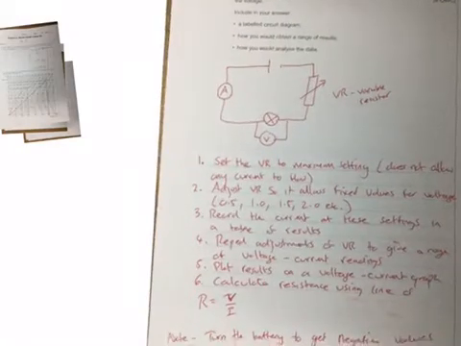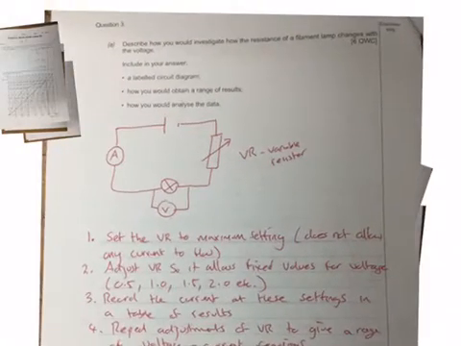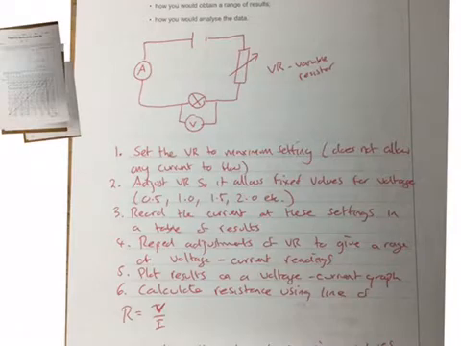So, second part of the video now. It says, describe how you'd investigate the resistance of a filament lamp as its voltage changes. Include in your answer a labelled diagram. Yeah, there it is. How you would obtain a range of results and how would you analyze these results. Well, I'm not going to spend too long on this because this is a standard circuit.